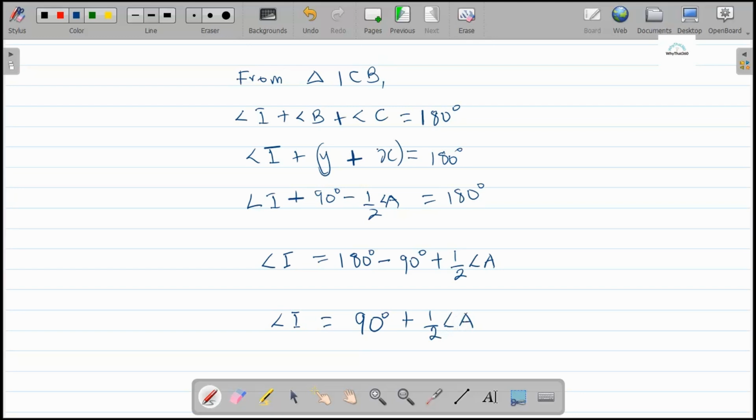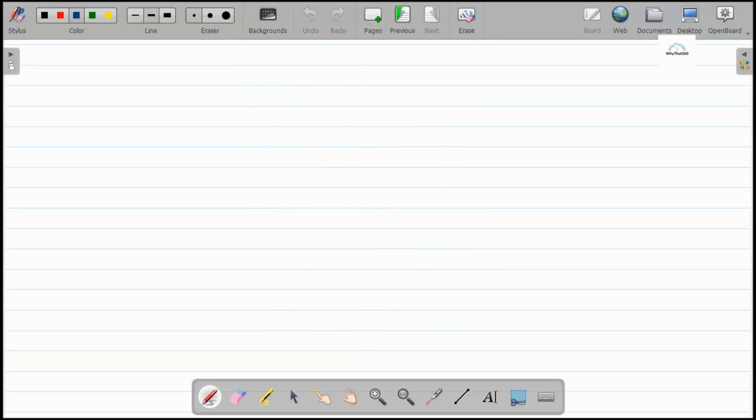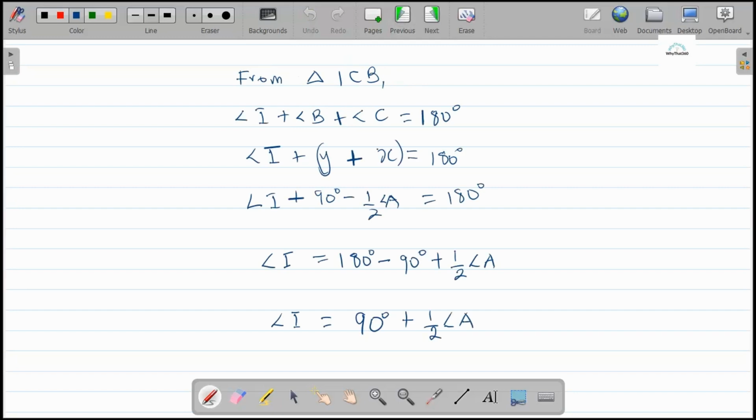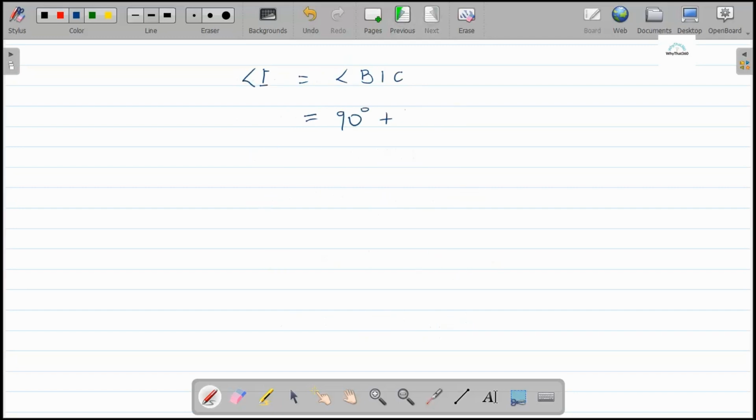And therefore we've proven that angle BIC, angle I was the same as angle BIC, is equal to 90 degrees plus 1/2 of the angle at A.